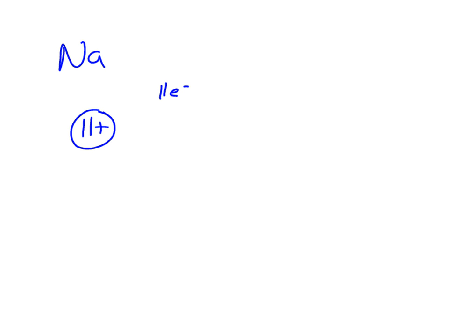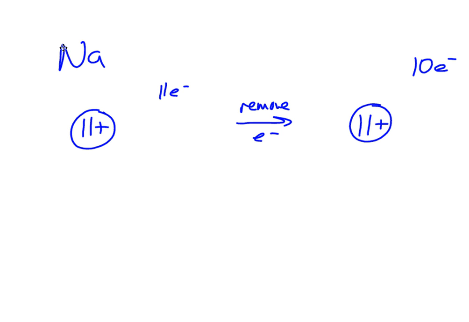If we take an electron away from sodium, so we remove one electron, we would now have 11 positives in the nucleus and only 10 electrons around the outside. So the way we'd represent this would be Na with a plus, indicating that there's a net positive charge, for one more proton than there are electrons.